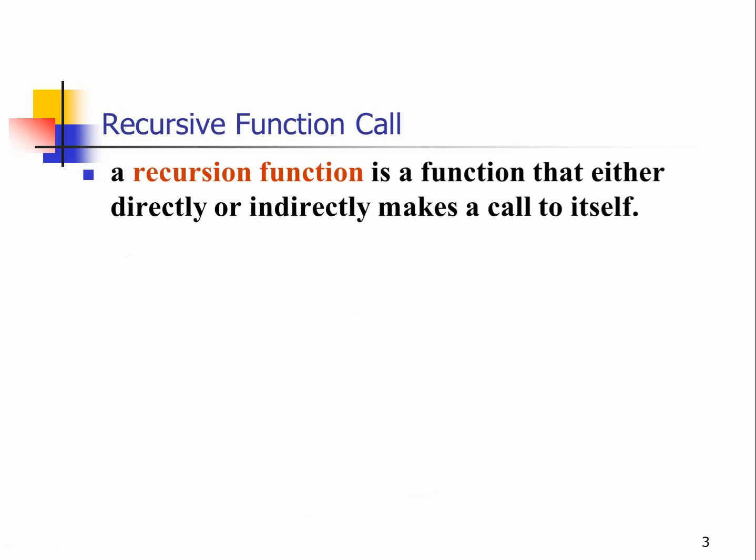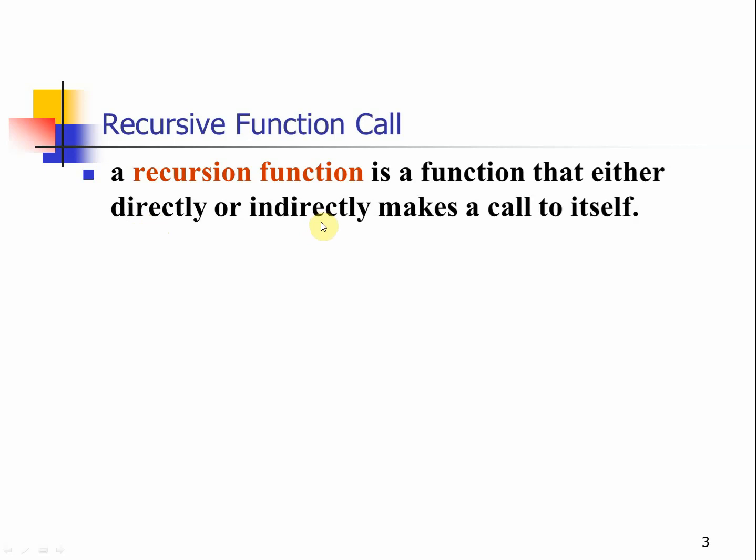So basically, recursion is using a similar concept. A recursive function is basically a function that either directly or indirectly makes a call to itself. So now the question is, we can understand directly. So function 1, inside of the function 1 is calling function 1 again. So that is what we call a direct function call. But the question is, what does it mean indirectly?